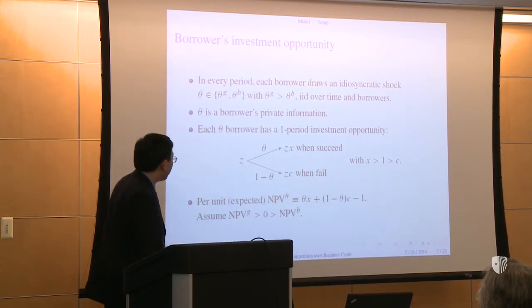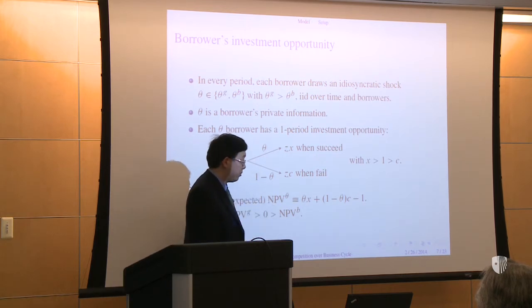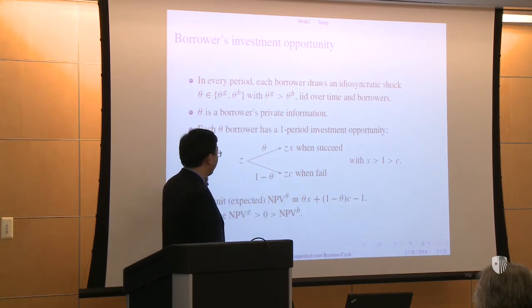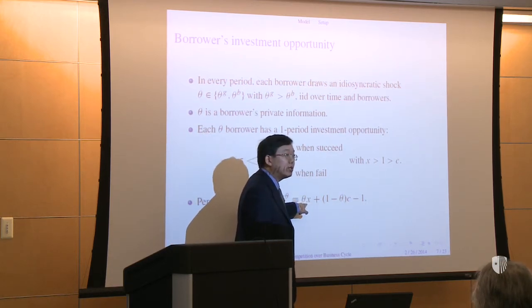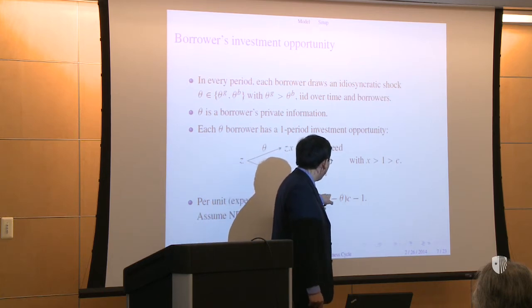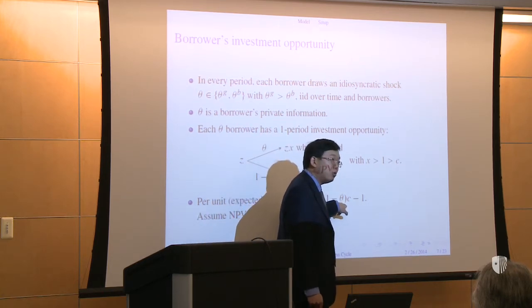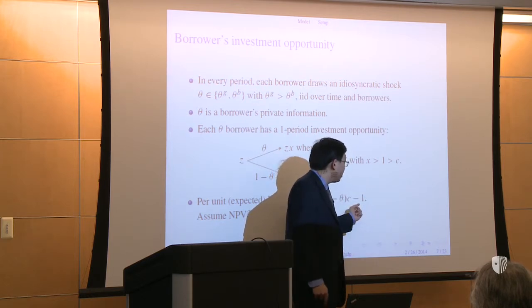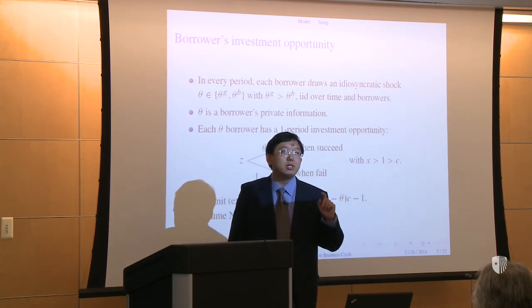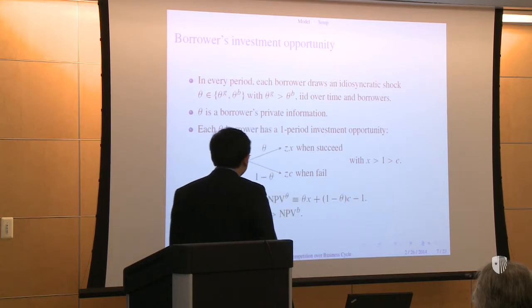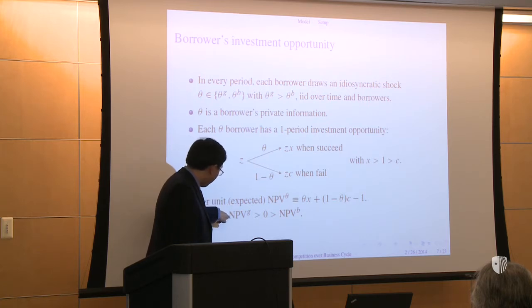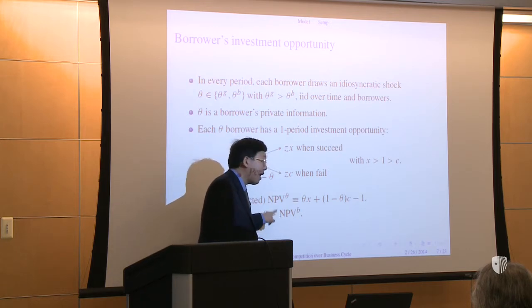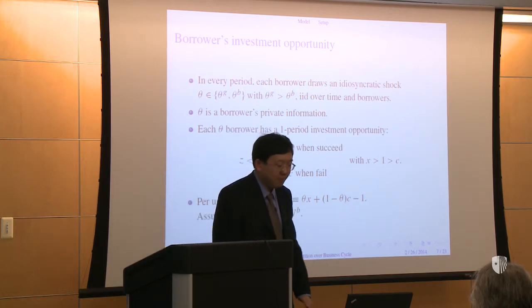So I can write down the per unit expected net present value of this project theta. It is the probability theta times the output when it succeeds, plus the complementary probability times the output when it fails, minus 1. This 1 represents the risk-free rate, which I have normalized to 1. And I'm assuming that the good borrowers have a positive NPV project, and bad ones only have a negative NPV project.